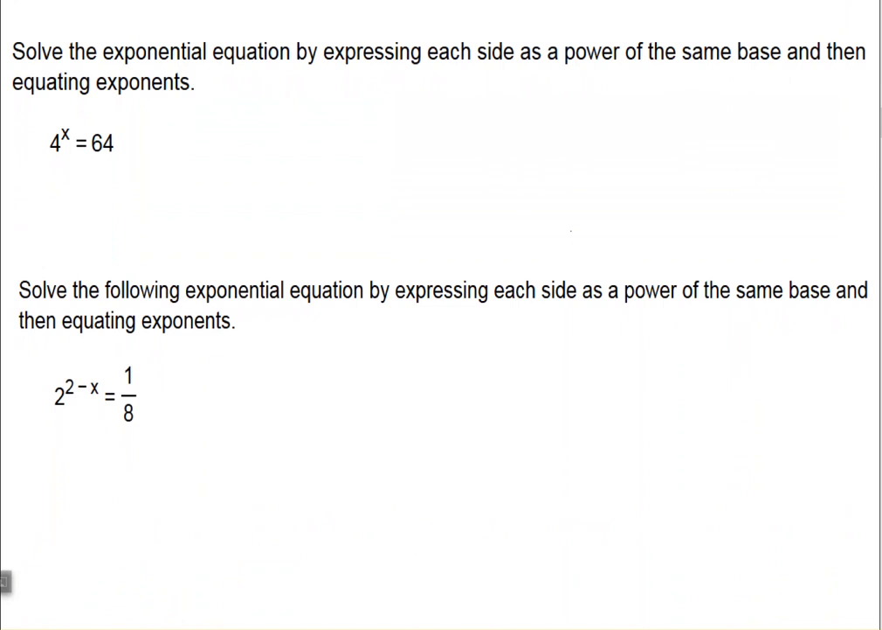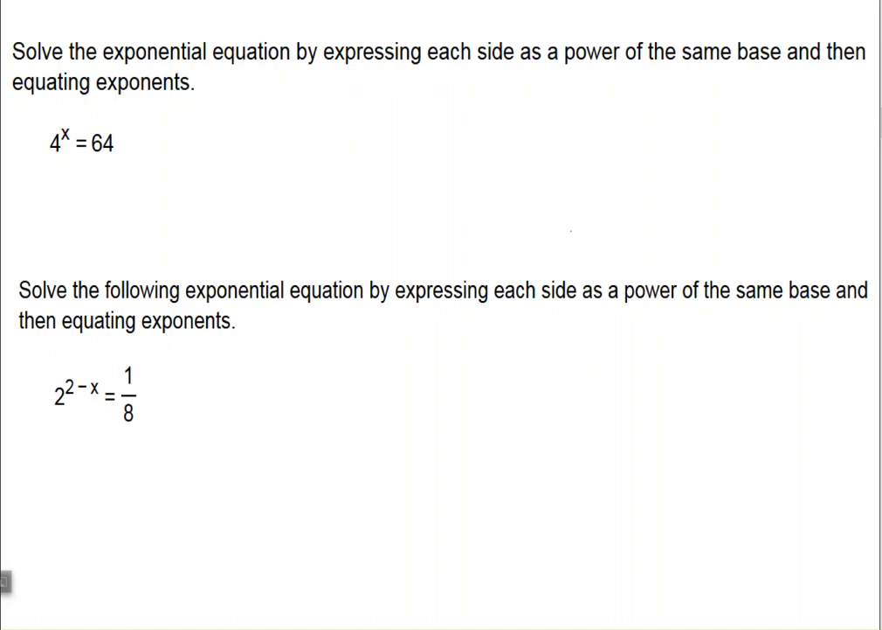This first one, we want to solve the exponential equation by expressing each side as a power of the same base and then equating the exponents. So in other words, we want to see if we can make both sides have the same base. We have 4 to the power of x equals 64. So if I can make that 64 have a base of 4, I can easily solve this equation.